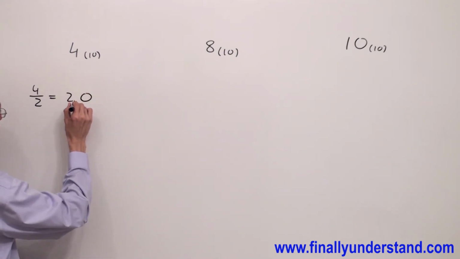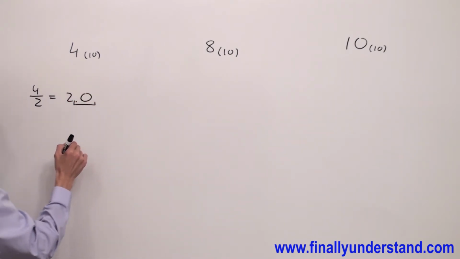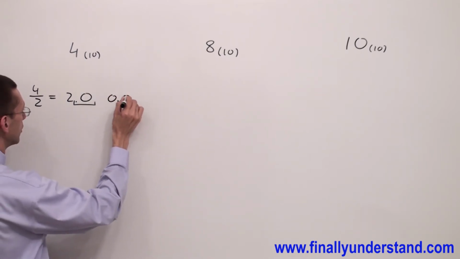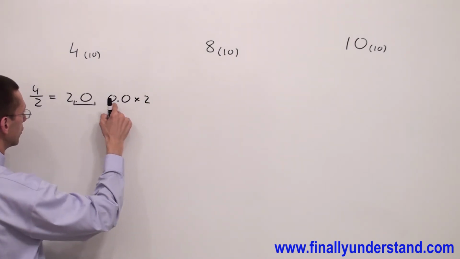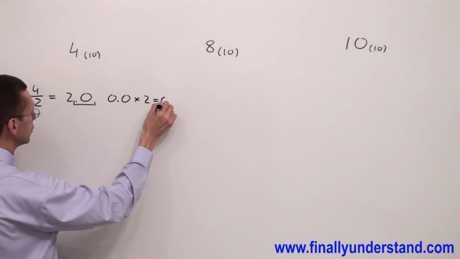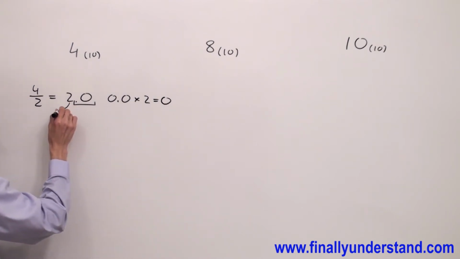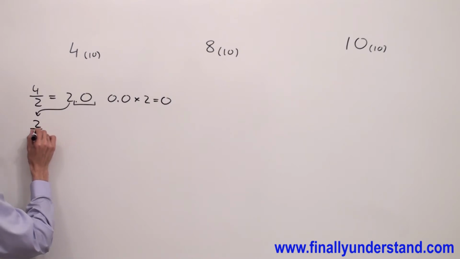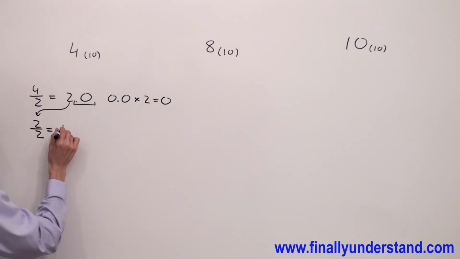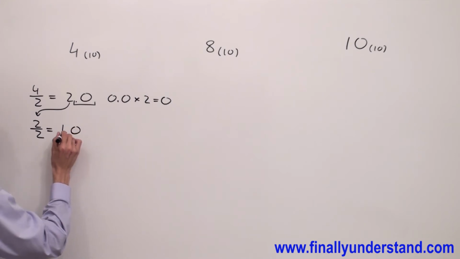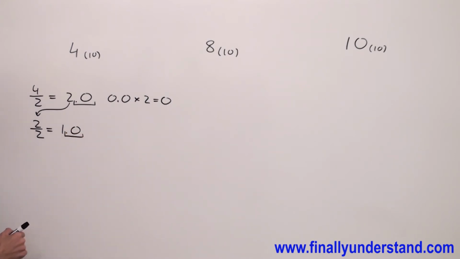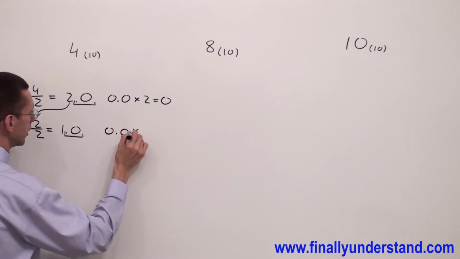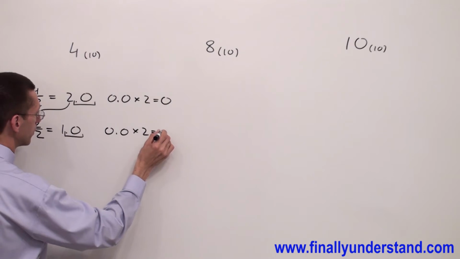Next, you're supposed to take the decimal part of the answer and multiply by 2. So I have 0 times 2, which gives me 0. Next, you're supposed to take the whole part and divide by 2 again. 2 divided by 2 is equal to 1.0. Again, take the fractional part of this number and multiply by 2. 0 times 2 is equal to 0.